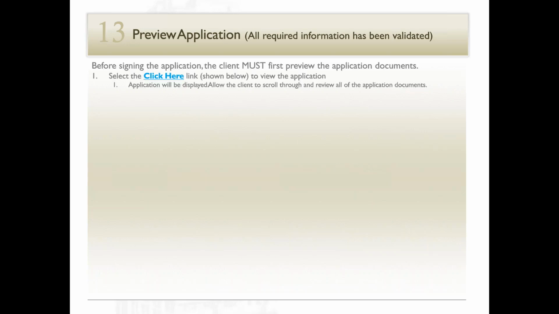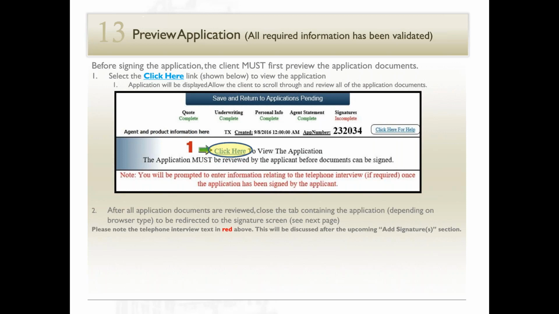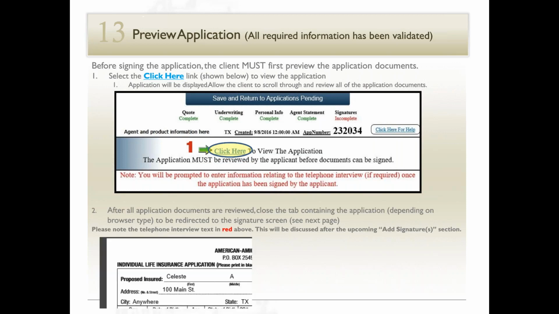Once you get everything on the application to the point that the client can sign it, it's going to tell you everything is complete. You see the quotes complete, underwriting complete, personal info complete, agent statement complete, but the signatures are incomplete. Now, we have to view the application. It's going to pull up the application. You're going to click right there where it says click here. And then this thing will come up in its own page. It'll pull up a brand new screen.